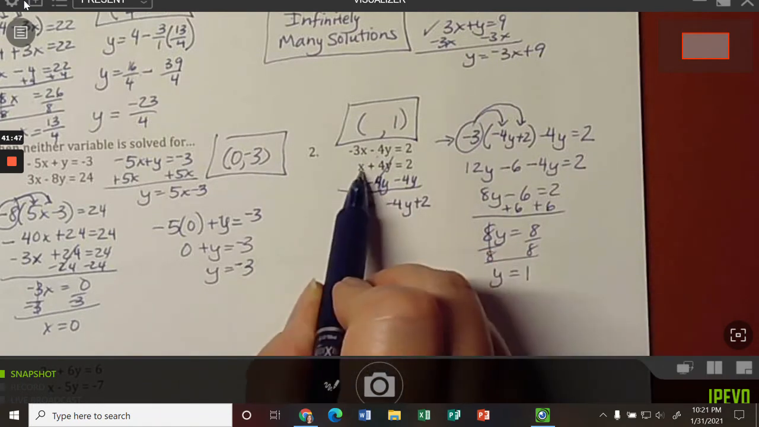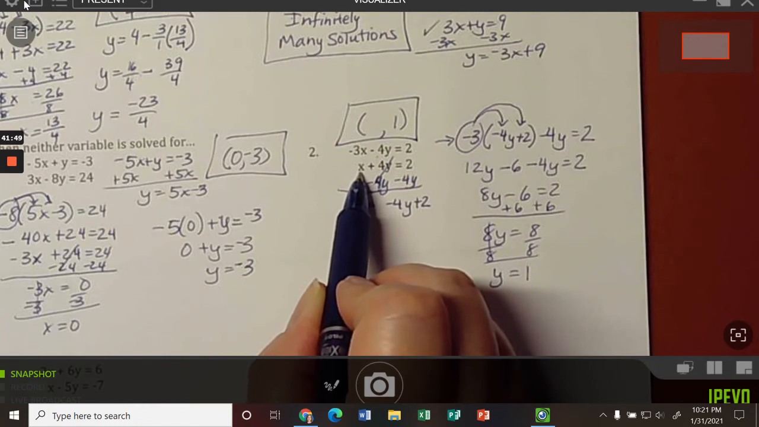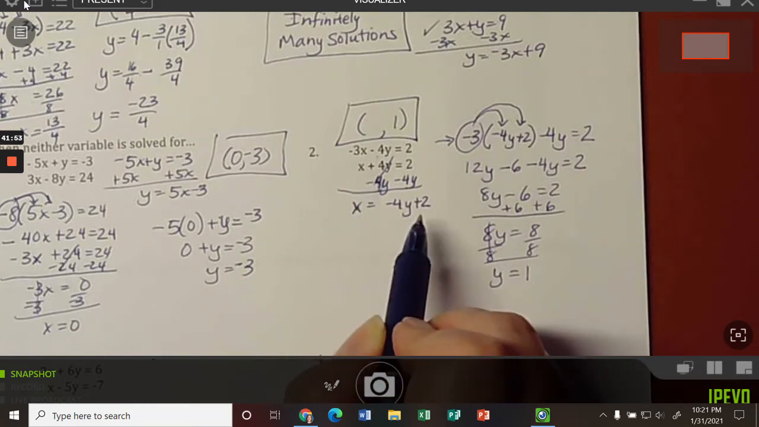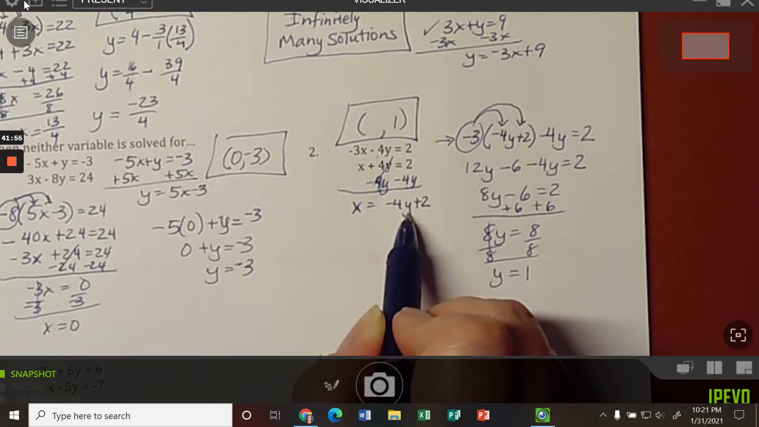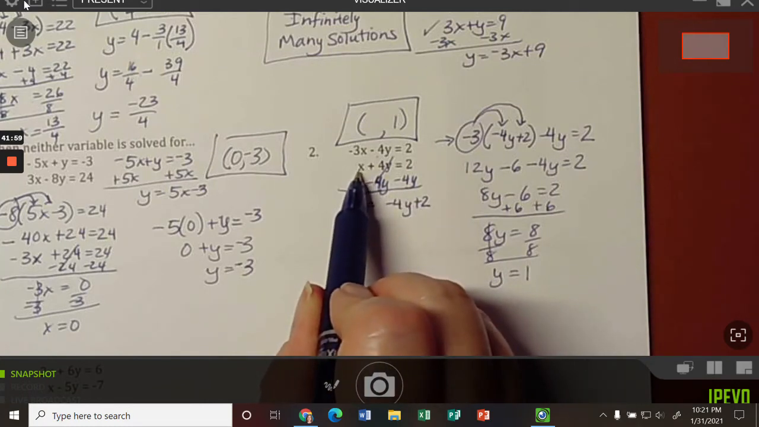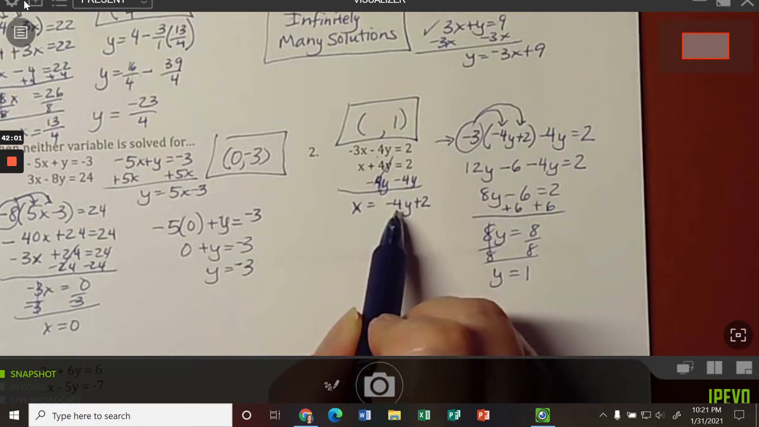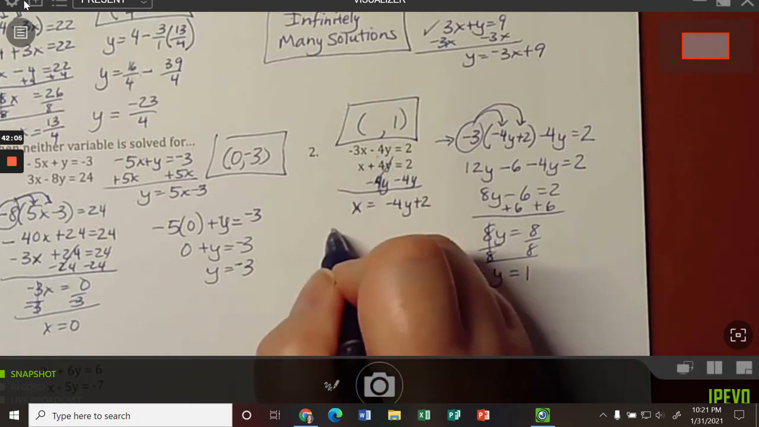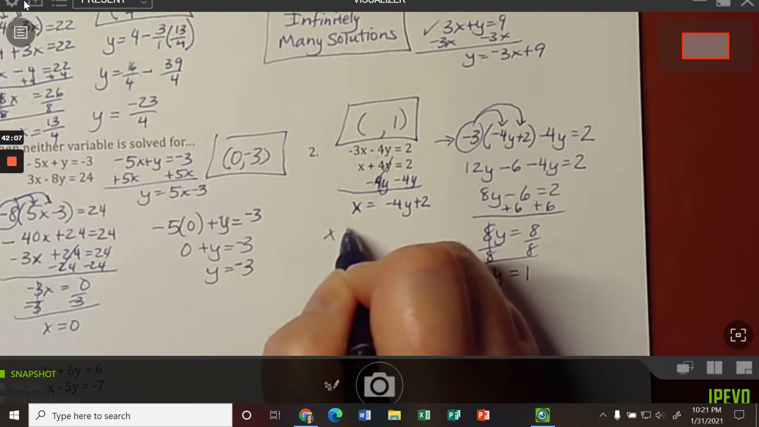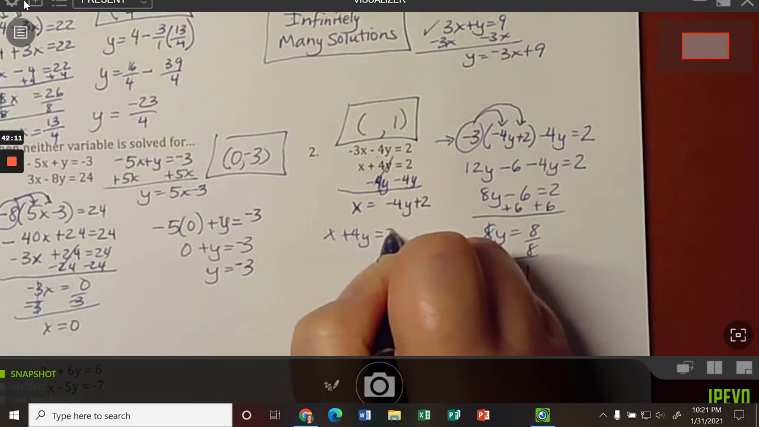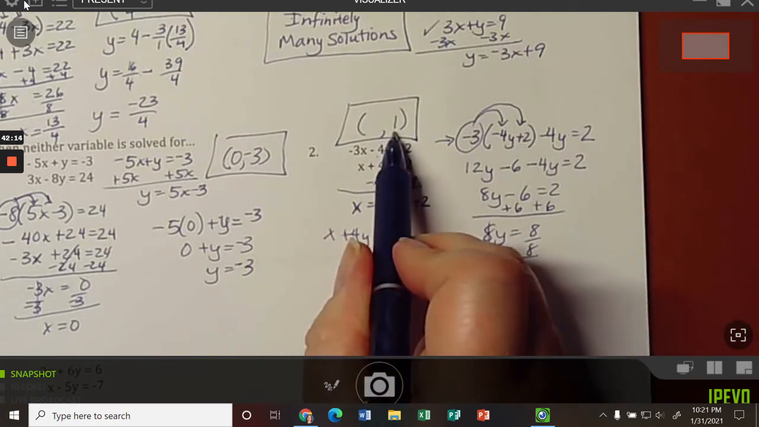So this x is already isolated. I'm going to use this equation. I'm not going to use this rewritten equation, although it would be really convenient to plug it in here. I like to use the actual given equation just in case I made a mistake rewriting the equation. Okay, so I'm going to use that original equation, which was x plus 4y equals 2, and then I'm going to sub in 1 for y.